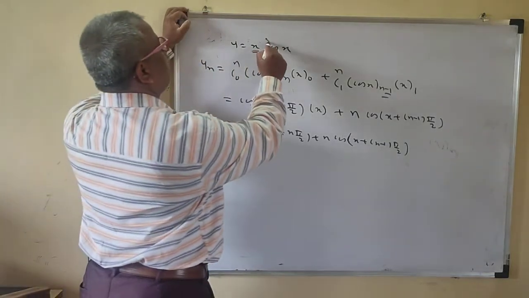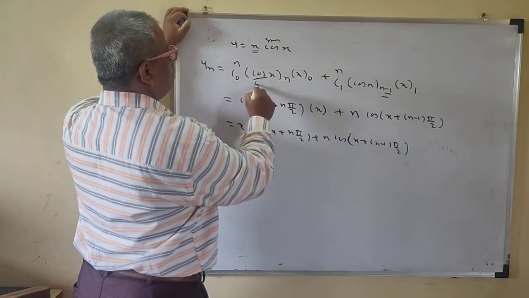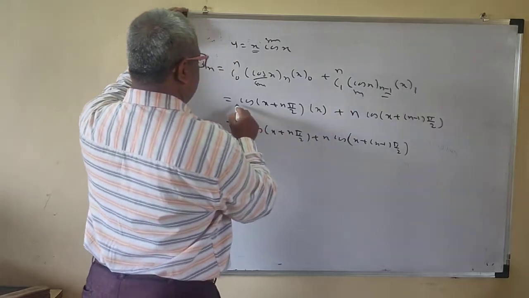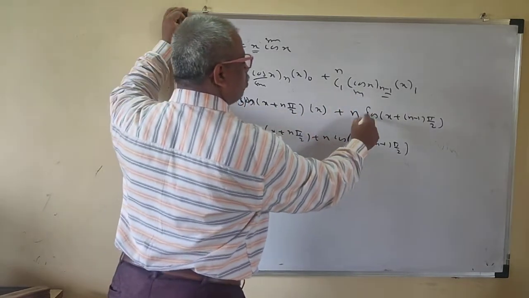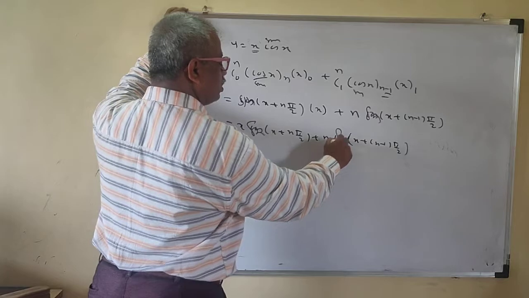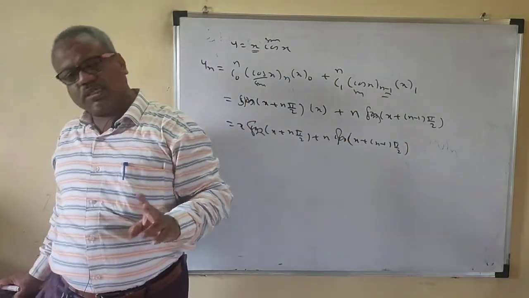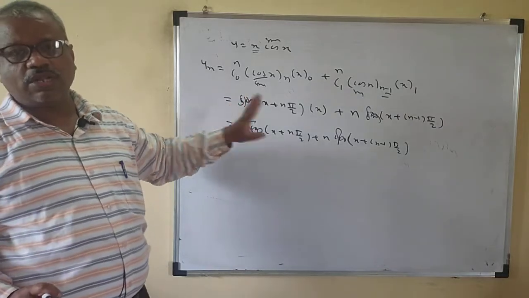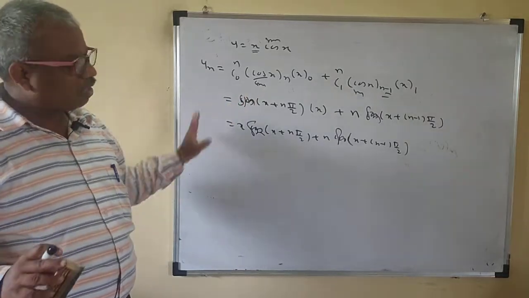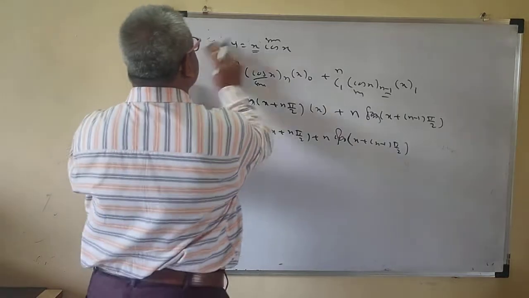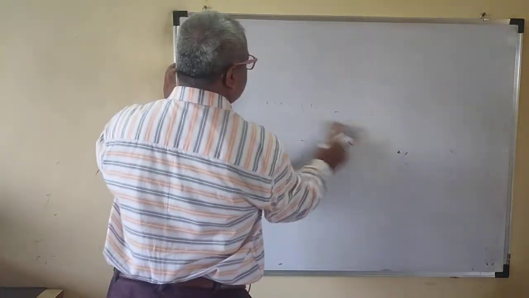Similarly, if sine is there, no problem, just sine will be there. For x sin x or x cos x, the answer is the same here, only sine will be replaced by cos, all others are the same. So this is the use of the Leibniz theorem.